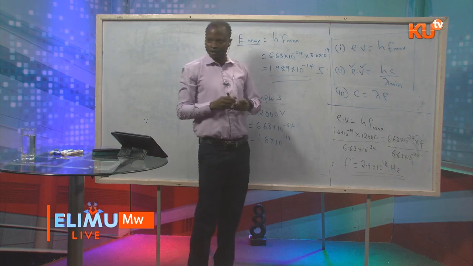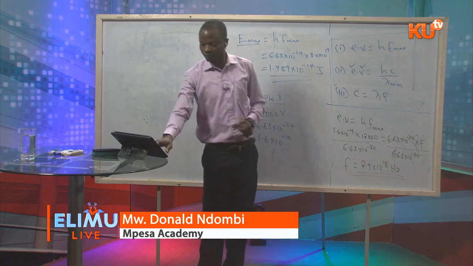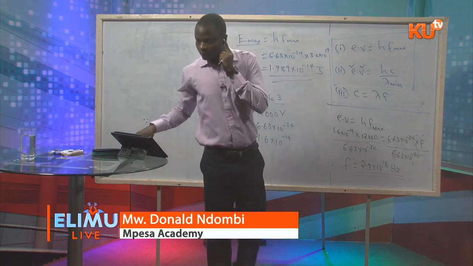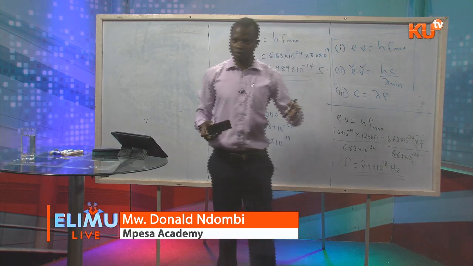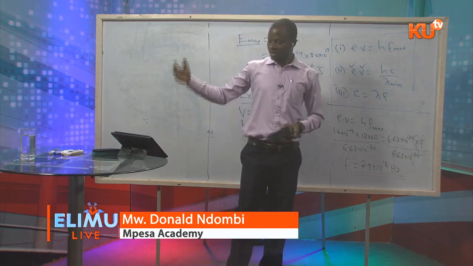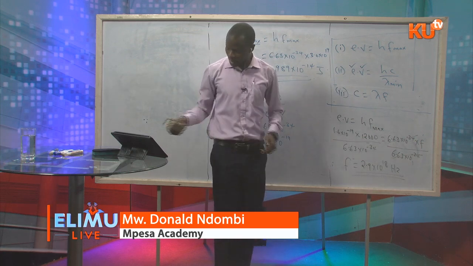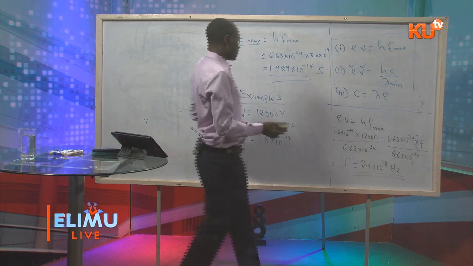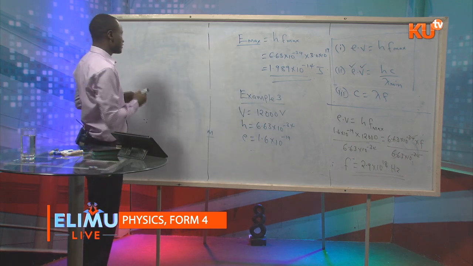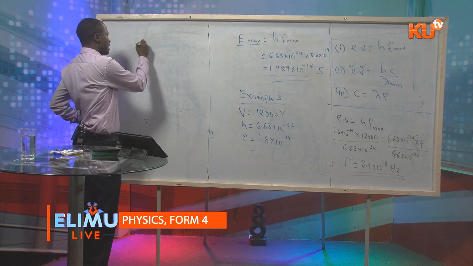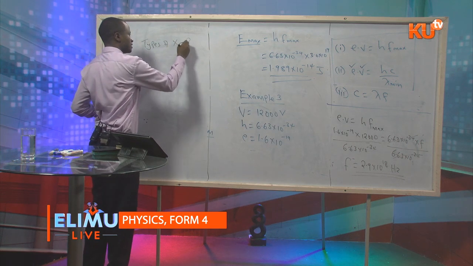I think those three questions can help you understand the energy of X-rays and the relationship between EV, kinetic energy, and what have you. Now we want to look at hard and soft X-rays. So that directly tells you that we have two types of X-rays. We have hard and soft.